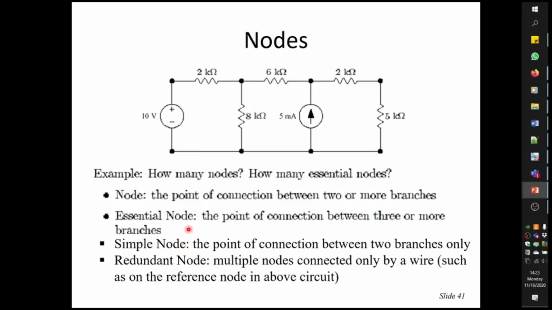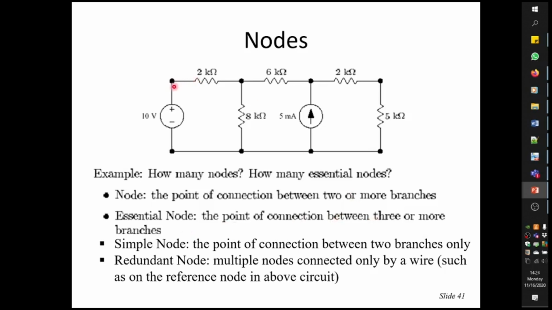But what is the definition of an essential node now? The point of connection between 3 or more branches. There is something called a simple node, which is the node as we have discussed it, and then there is something called an essential node. An essential node is the point of connection between 3 or more branches. So there should be more than 2 branches.